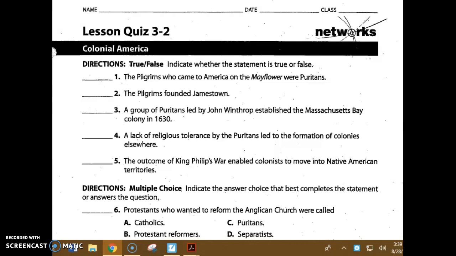Number 4. A lack of religious tolerance by the Puritans led to the formation of colonies elsewhere. Number 5. The outcome of King Philip's War enabled colonists to move into Native American territories.